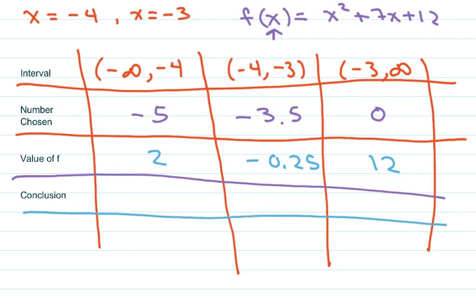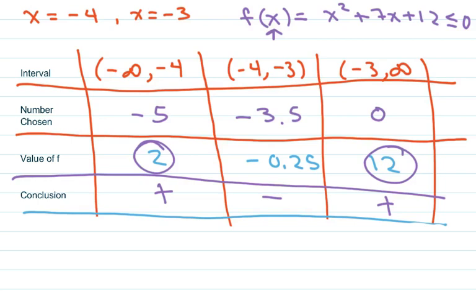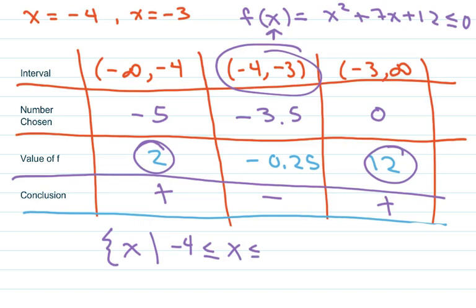So what we're going to do is determine if it's positive or negative. We want this to be negative. So this is positive, negative, positive. So what we want is negative, so we're going to take that interval. So therefore our solution set is x, such that x is in between negative 4 and negative 3. And we go ahead and use the equal on this. See this equal sign? Because the equal sign is there.